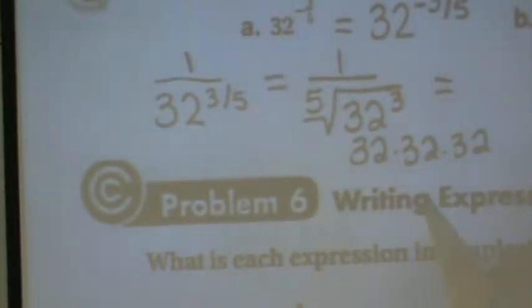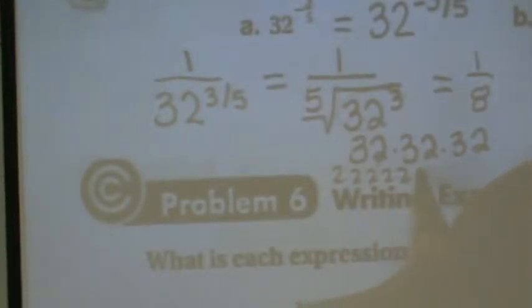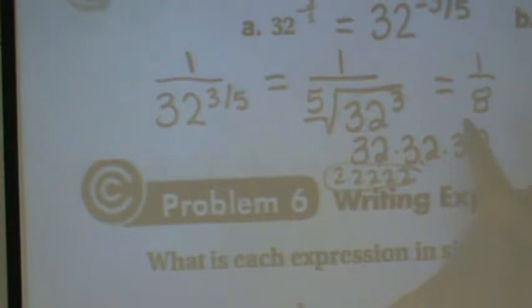Why? Because look here, Alexis. You've got the 5th root here. This is 3 of these right here, and this is 5 2s. You've got 5 2s here, 5 2s here, so you got 15 2s. So you got 3 sets of 2s. So you're gonna take out a 2, a 2, and a 2. 2 times 2 times 2 is 8. That's 1/8. You get it? There's 5 2s here, 2, 2, 2, 2, 2. There's another 5, and another 5 here.